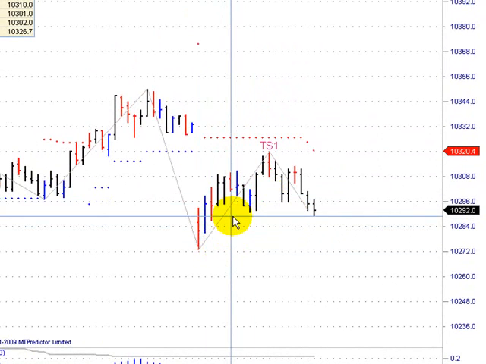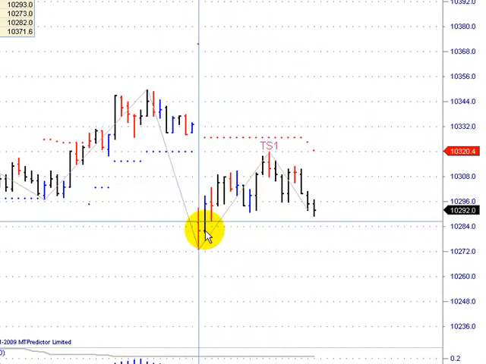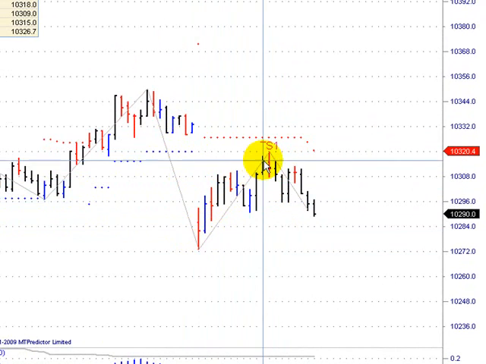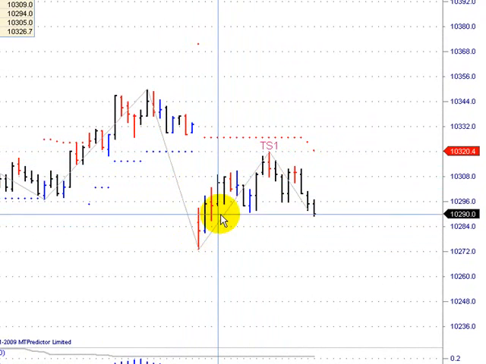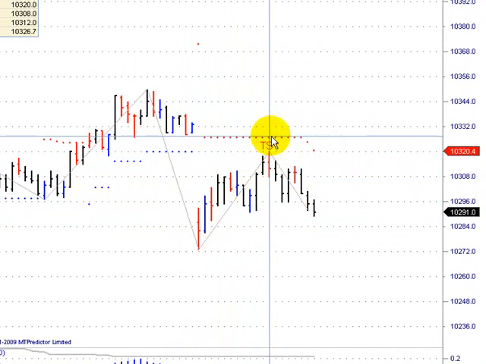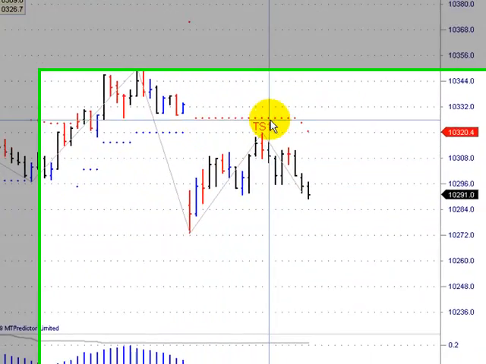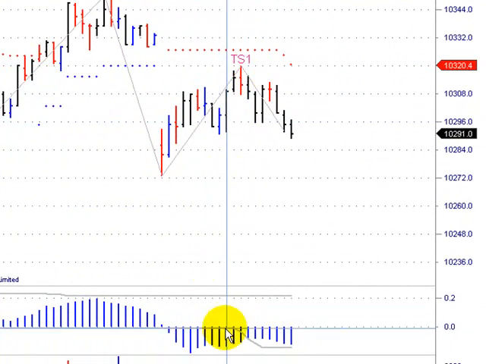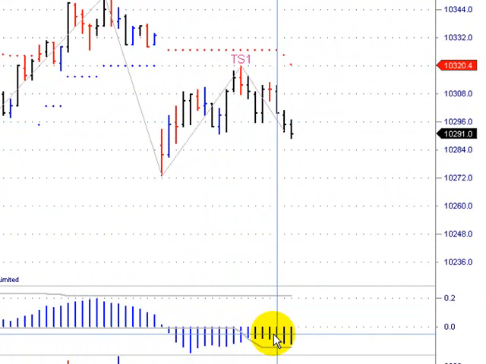Here is the 3-minute YM. You can see this is the day-only chart here. We had this gap down. Gap not quite filled. It came up, but we got this short signal TS1 here. If we look at the trend, it is still long.